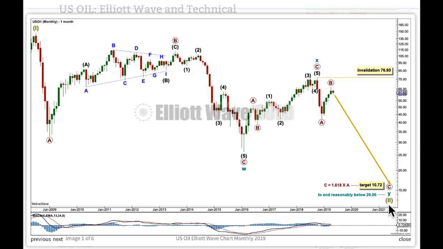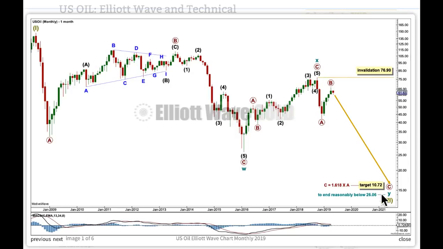but we are not there yet. Cycle degree waves may be expected to last 1 to about 7 years. Beginning here, I am expecting this downward movement for cycle Y in its entirety to last from 1 to 7 years or so, closer to about 7 years.